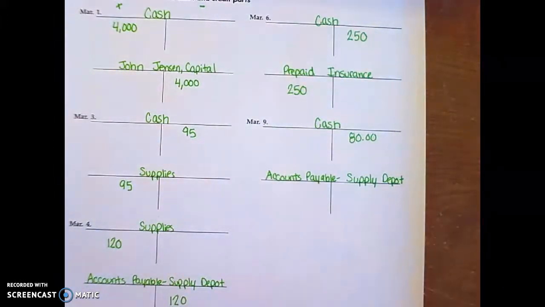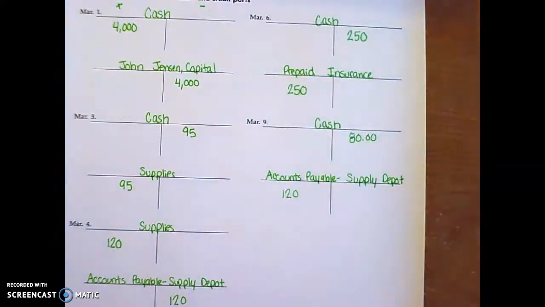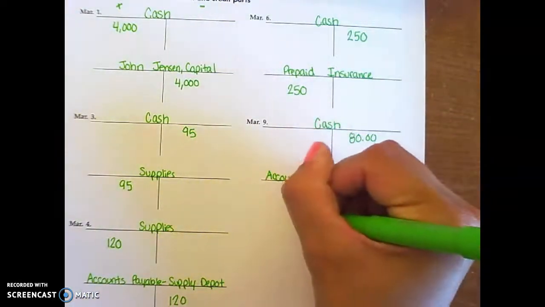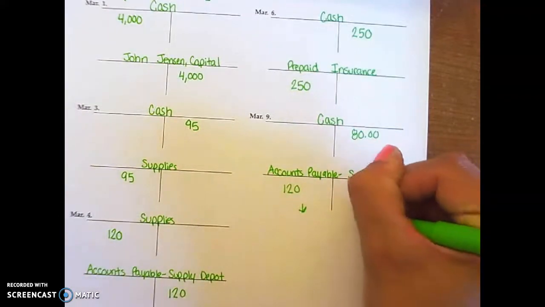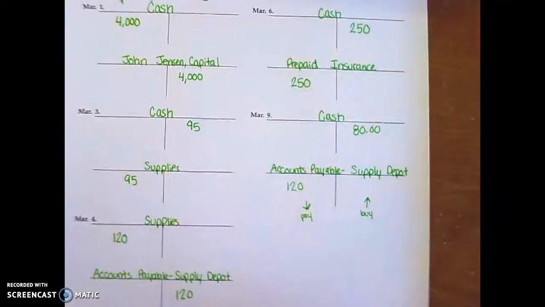Accounts payable is a liability. Accounts payable will increase with a credit and decrease with a debit. Since we just paid to accounts payable, it is decreasing the amount that we owe them. So accounts payable will receive a debit of $80. So if you think of accounts payable increasing here, decreasing here, this would be when we buy on account. This would be when we pay on account.